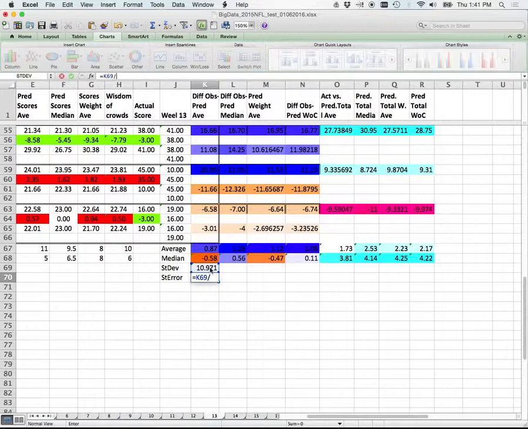How many teams played? 16. 32. He was so confident. All right, let's put in 32. But now we got to take the square root of that. So does anybody know how to take the square root of something in Excel? Here's what we do: we take it to a power, which basically takes the square root of that.